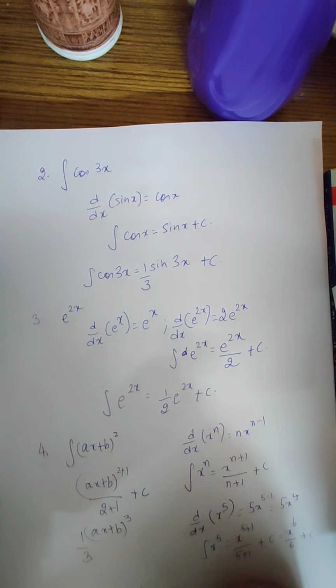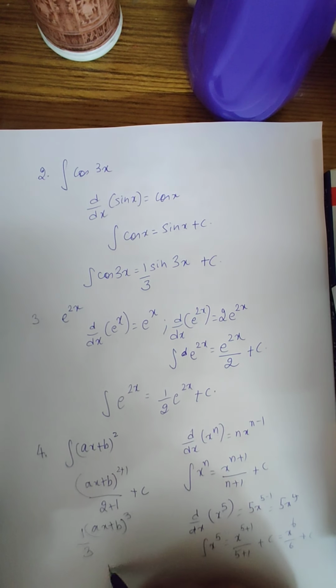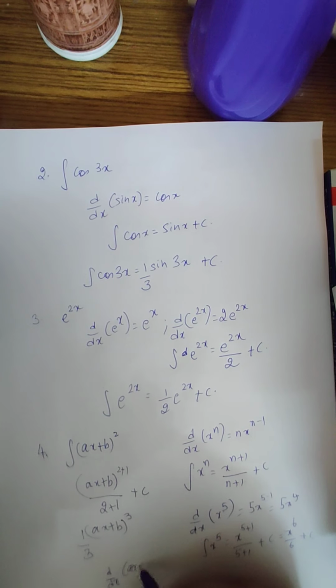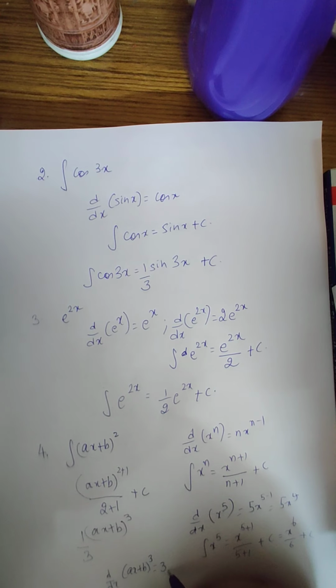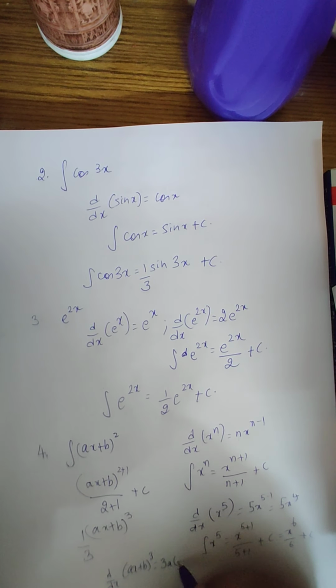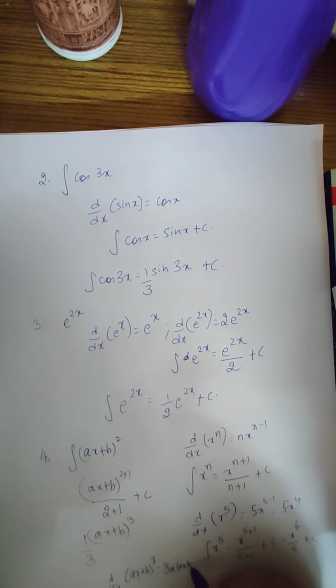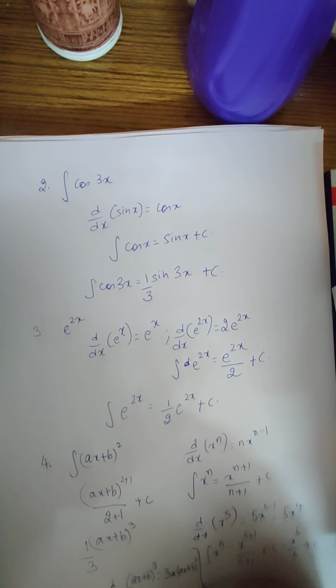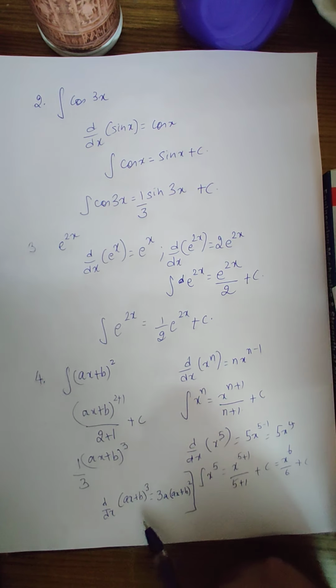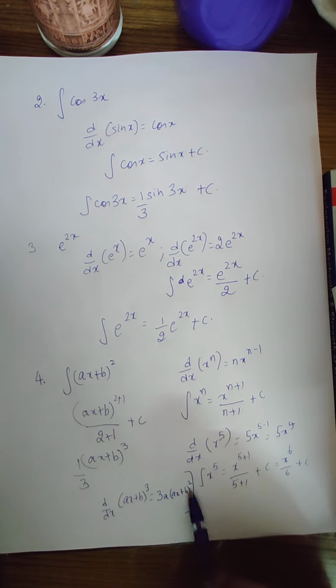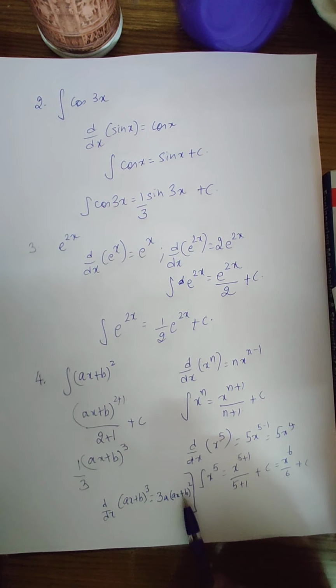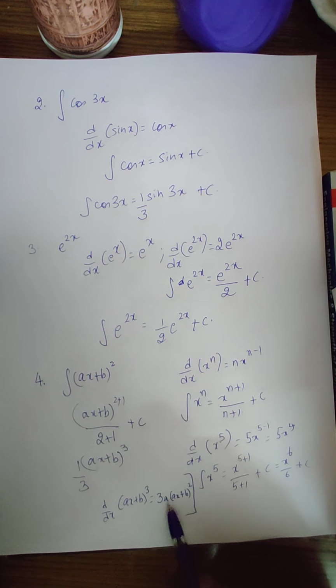Now, very important: when you go for d by dx of (ax plus b) the whole cube, we have 3 into a into (ax plus b) whole square. I'll tell you how we got this. First, assume this as x cube. d by dx of x cube will be 3x square. So 3 into (ax plus b) whole square, and the coefficient of x, a, is a constant. Differentiation of b is 0, and differentiation of ax will be a, so we multiply by a.